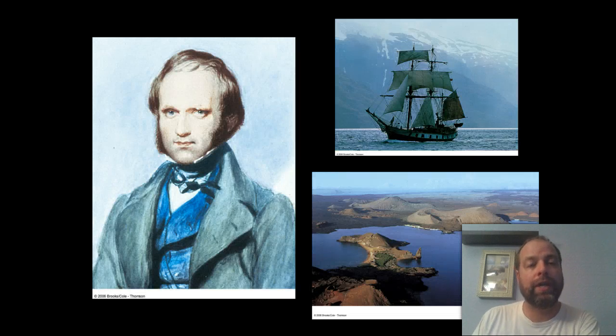Charles Darwin was a 22-year-old man when he sailed aboard the ship called the HMS Beagle. You can see a representation of it right here. What he did was sail around the world and became the naturalist for this ship. Now a naturalist is a person who studies plants and animals.